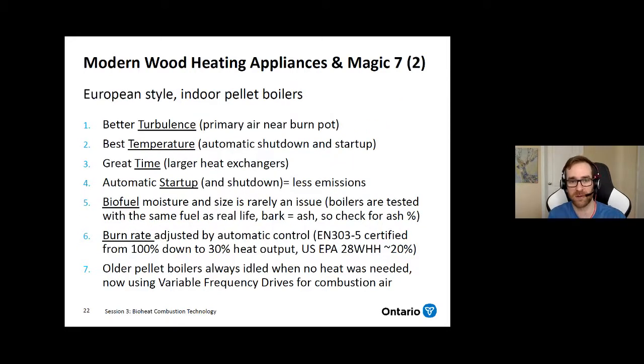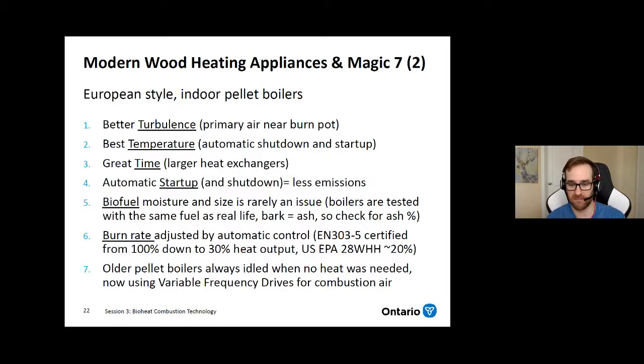So for the indoor units, the hydronic heaters or boilers, the European style ones, they do come with automatic shutdown and startup. So obviously you have a lot less emission. They also have quite larger heat exchangers because they want to capture all the heat inside the water. So they have better residence time.